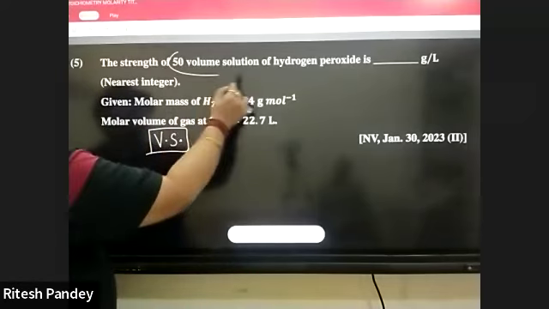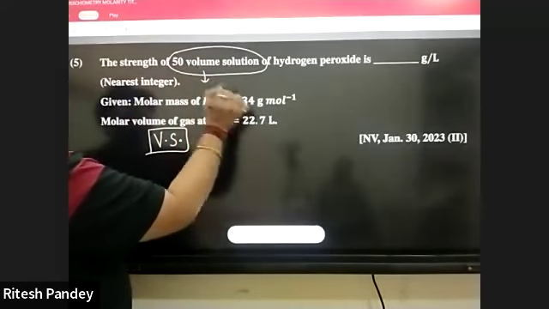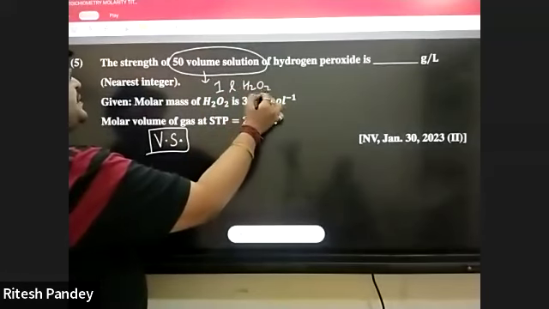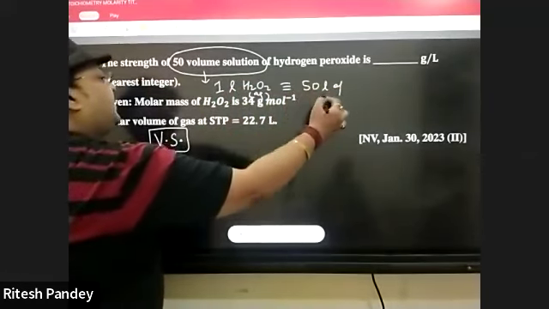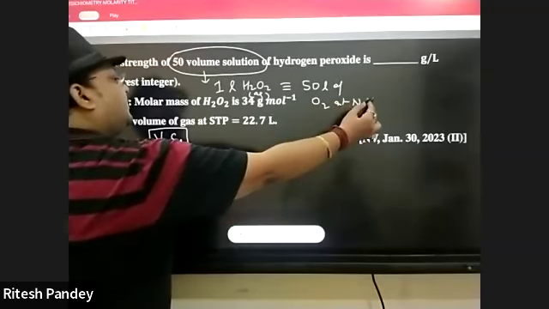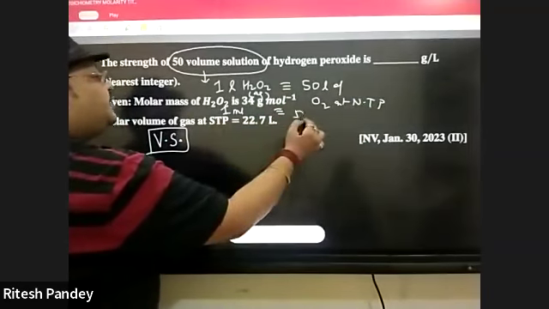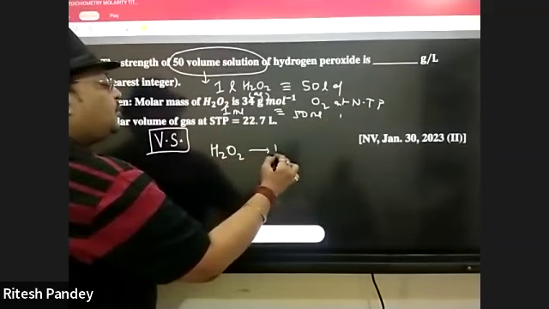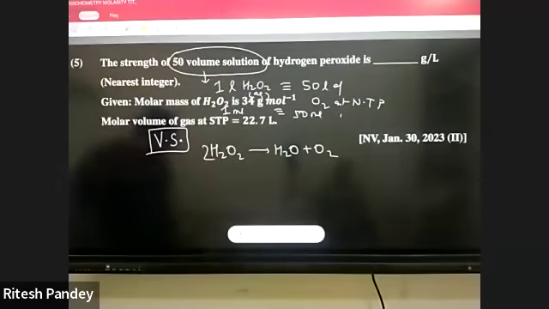But 50 volume strength literally means that every 1 liter of the solution would give you 50 liters of oxygen. And it's a relative ratio. 1 liter will give you 50 liters, actually 1 ml will give you 50 ml of oxygen. H2O2 would dissociate into water and oxygen very, very readily. See, this is the balanced equation. I hope I'm being understood.